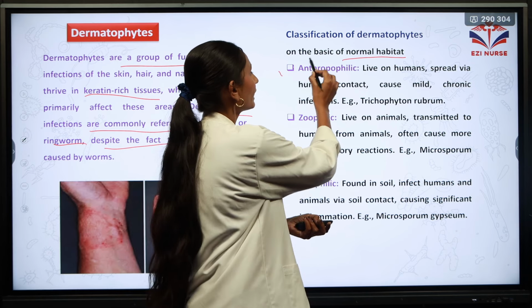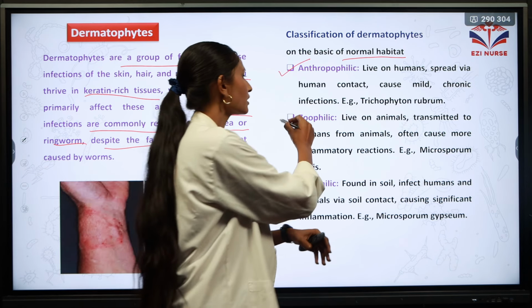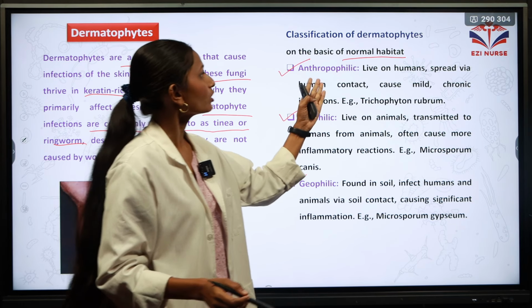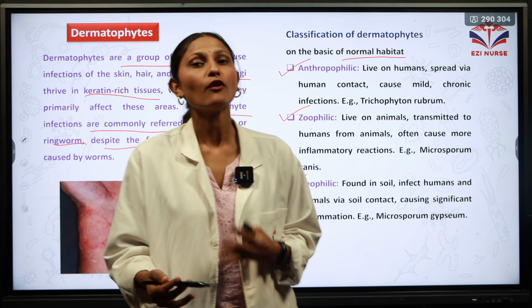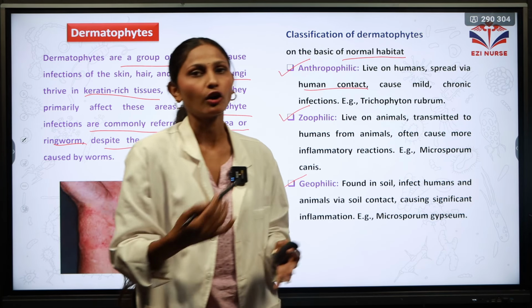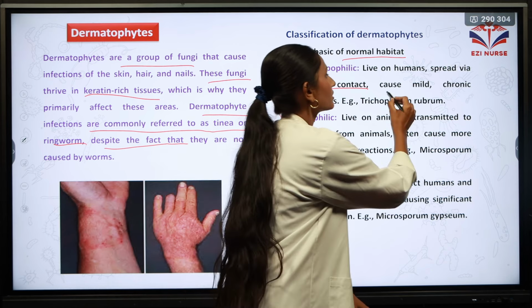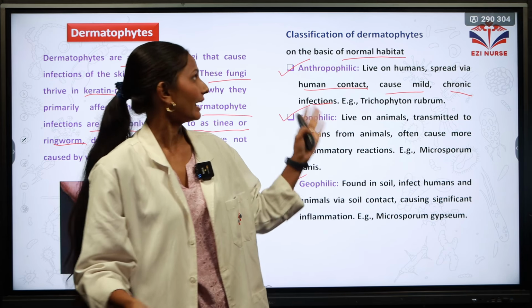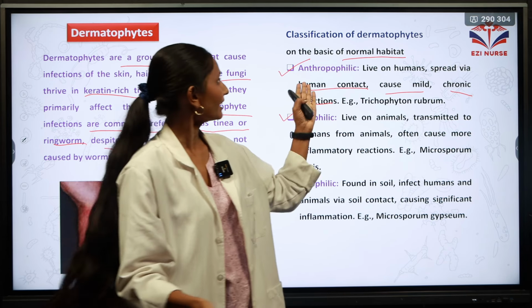First one is anthropophilic, next one is zoophilic, and third one is geophilic. In the anthropophilic, the fungi will live on the human and can be transferred easily by human contact, and that can cause a mild or chronic infection in the human body. An example of this anthropophilic is Trichophyton rubrum.